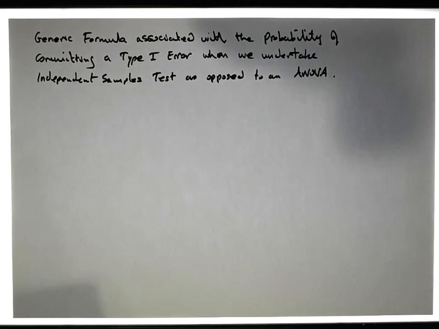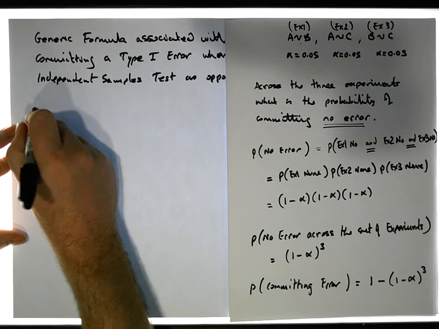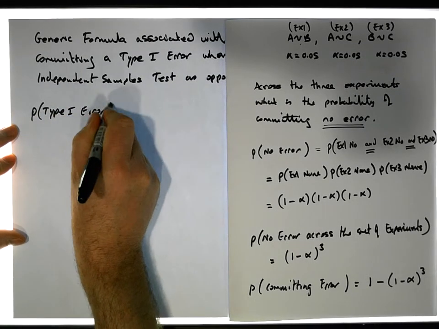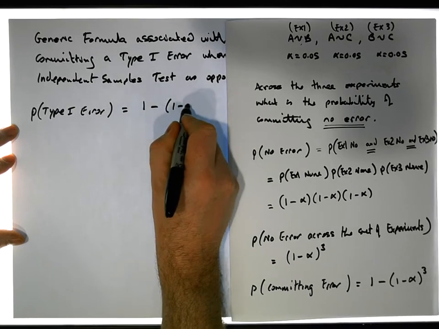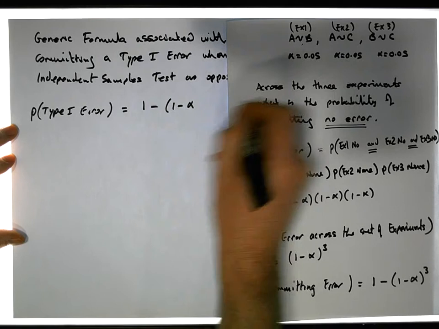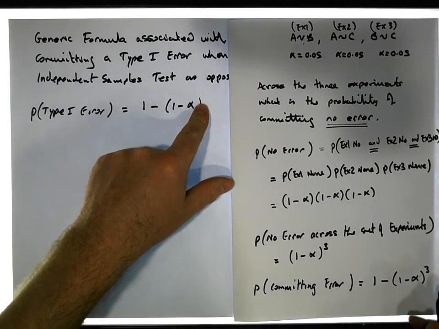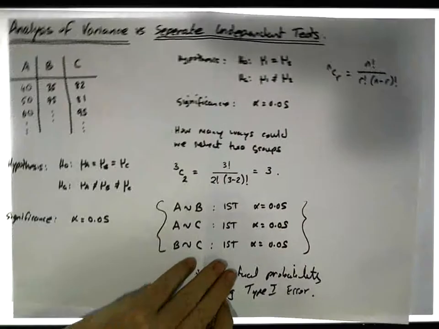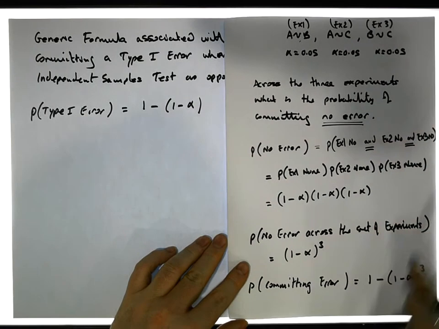Let me just cross this over here, fold this over, right. So the probability of a type 1 error is equal to 1 minus the actual alpha that was fixed across the experiments, okay, raised to the power of the number of groups. Now the number of groups that we have, we've calculated, well, raised to the power of the number of independent samples t-tests that we could undertake.